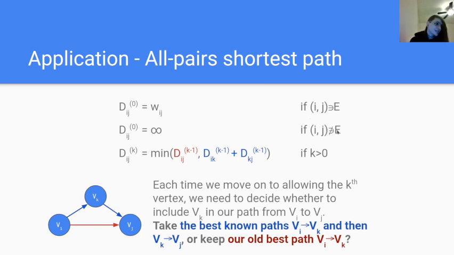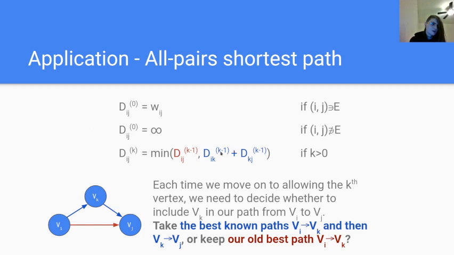If, on the other hand, i and j is not an edge, if there is no edge between i and j, then the distance between i and j using no other vertices is infinity. There's no way to make that path. So those are our base cases. That makes sense. Those are very intuitive.